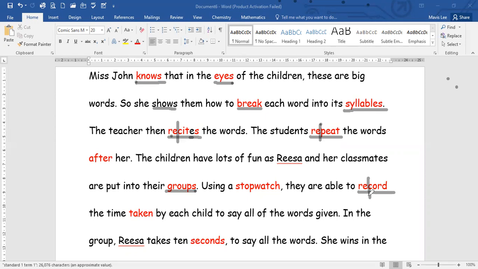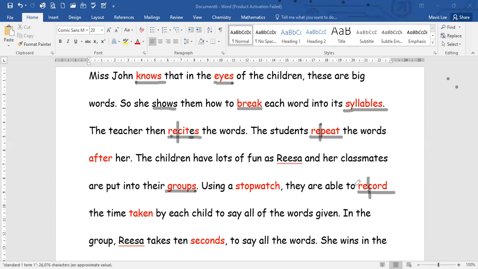Record, right? That part of the word or syllable is called a prefix. A prefix is a word part at the beginning of a word. We have re here, R-E, re, recite, repeat, record. Now, in the word record, we don't say re-cord. The E is making a short sound there, so we say record. Okay? Right, so let's read that again. Using a stopwatch, go ahead.